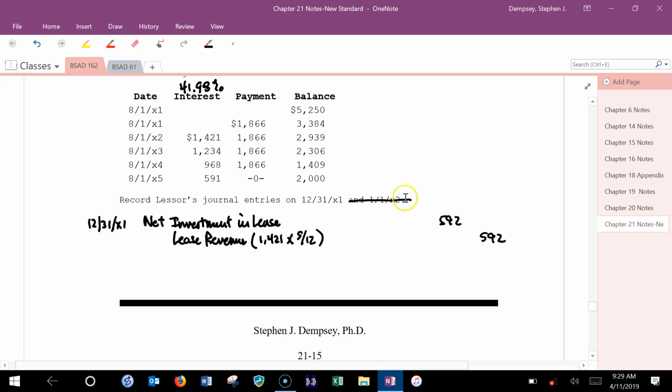So are the lease payments always on the anniversary? Yeah, the lease payments are always on the anniversary of the lease.